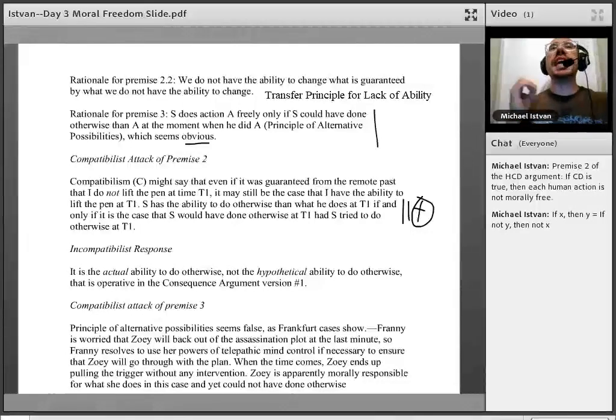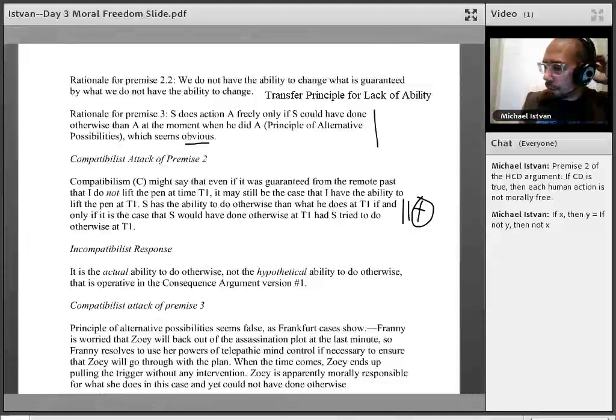But even if it was guaranteed by the remote past that I don't do such and such at a given time, it was still in my ability as a human to do that. I would have done that had I tried. So go back to the original example. Here's why it's supposed to make sense for you.